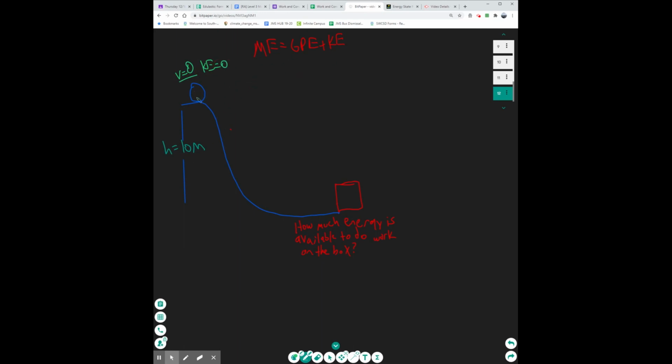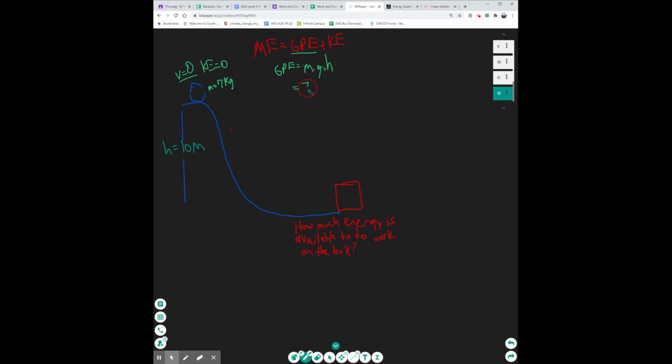Now, let me tell you the mass of the ball. It's 7 kilograms. We're just going to write it over here. Now we know the M, we know the H, so we can find the GPE, right? GPE is equal to 7 kilograms. And remember, I should have written the equation first. Let's write that: M times G times H, right?